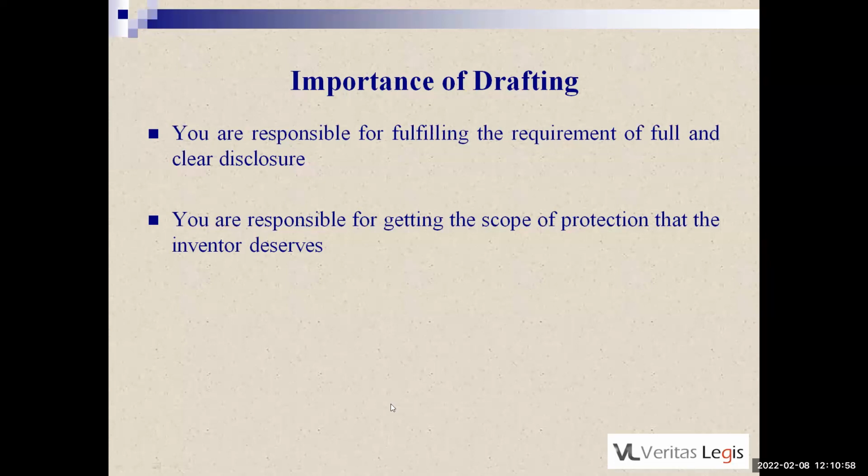You're responsible for fulfilling the requirement. Basically, because you are filing the application, you are the only one responsible for fulfilling the requirement of full and clear disclosure. Disclosure should be clear, understandable, so that the examiner can understand the invention. It should give each and every view, each and every detail, and cover each and every aspect of your invention.